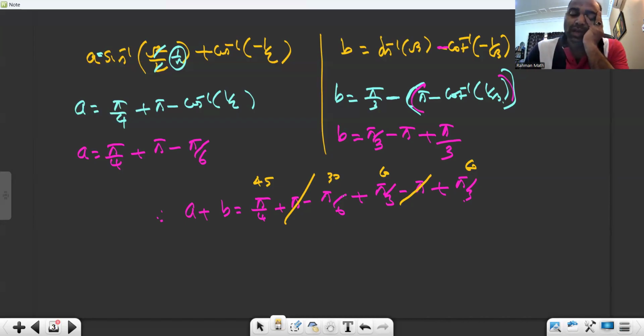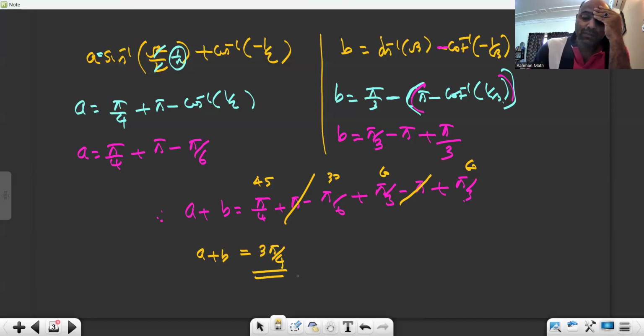120 minus 30, 90 plus 45, 135 is coming. 135 means 3 pi by 4. 3 pi by 4 is the answer. Or those who want, you can take LCM. What will be your remaining? Pi by 4.